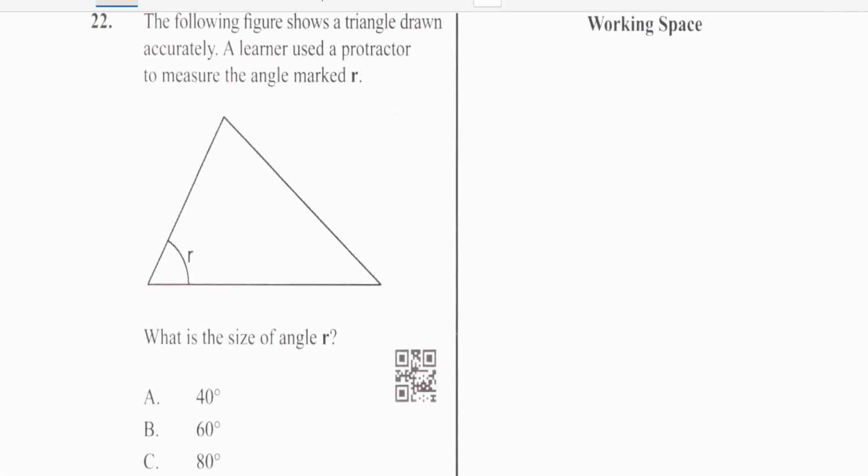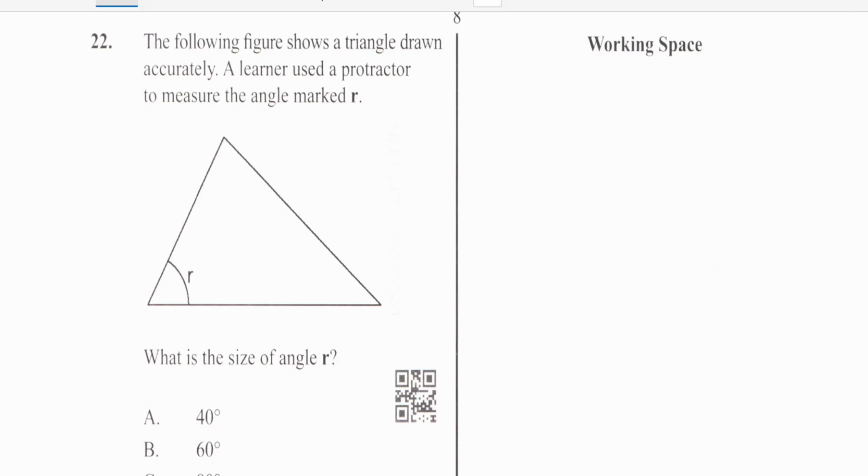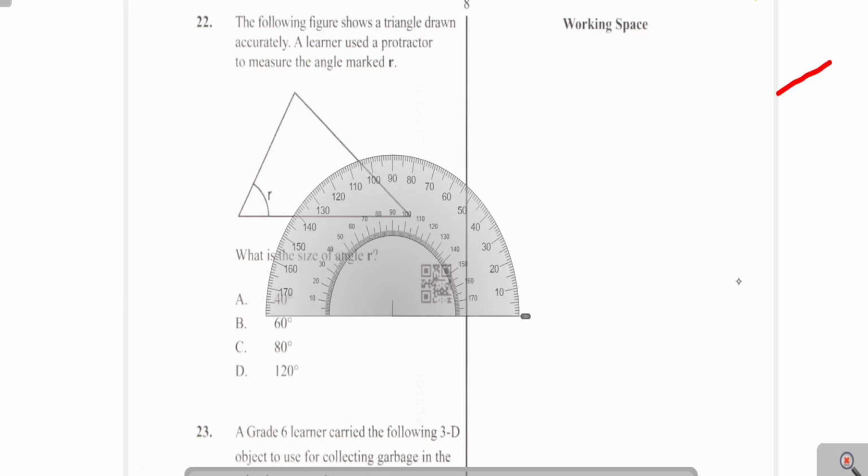The following figure shows a triangle drawn accurately and Alana used the protractor to measure the angle marked R. What's the size of angle R? Right. For this question, we need to have a real protractor, not this one that we. I wish. Let's use a real protractor for now. Now let's start doing this.